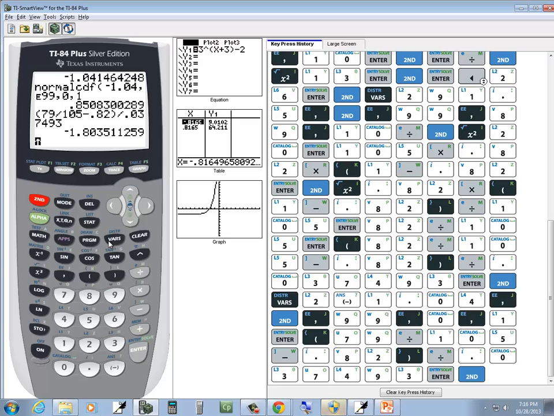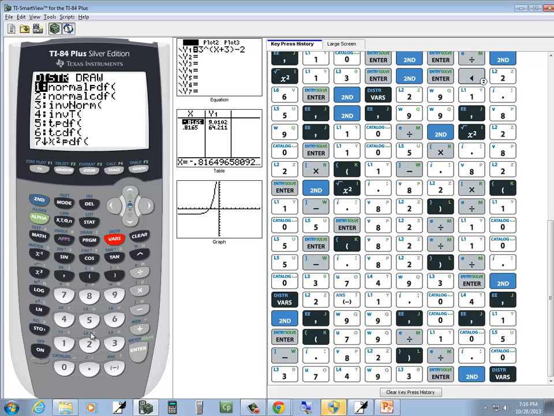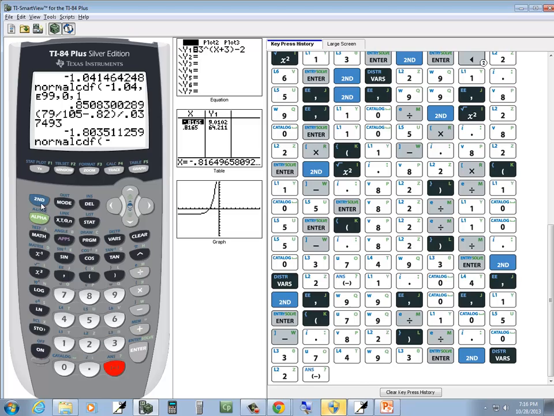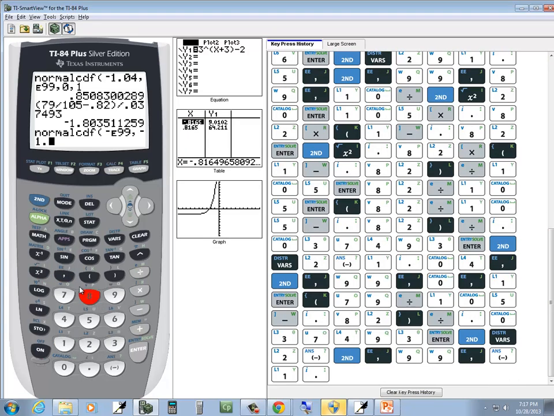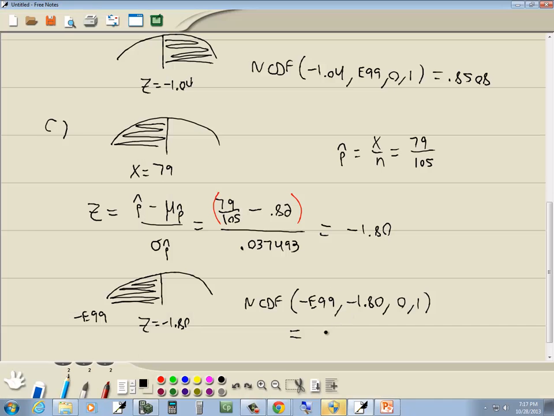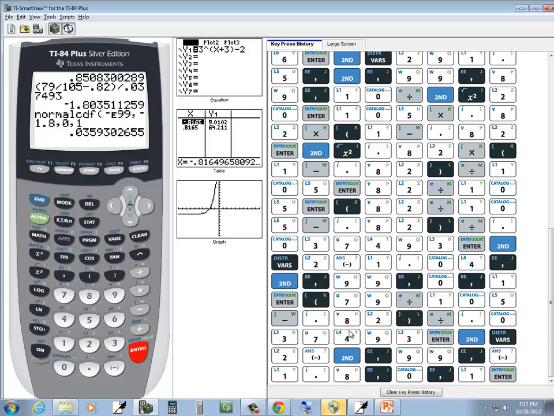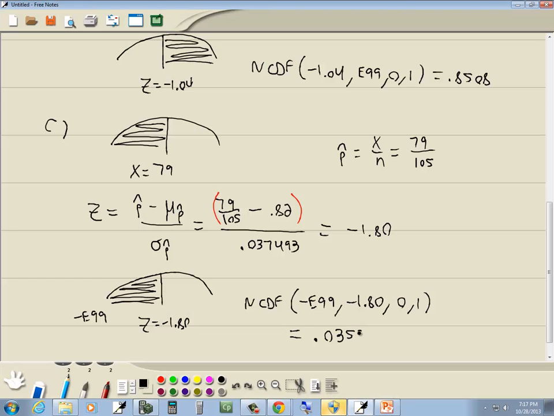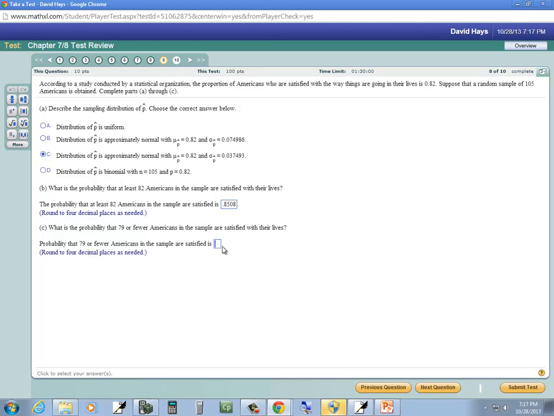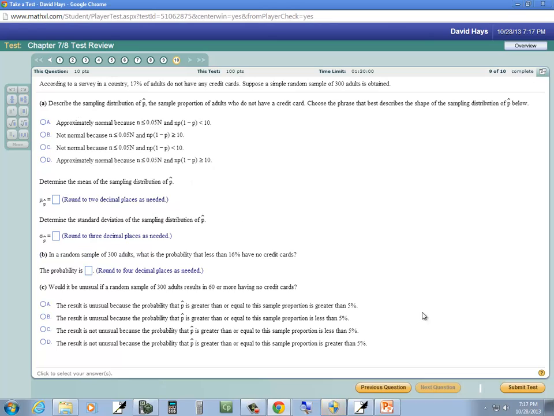So I'm going to do second vars, normal CDF, negative, second comma for the e99, comma negative 1.8, comma 0, comma 1. Then we've got 0.0359. Next question. And last question.